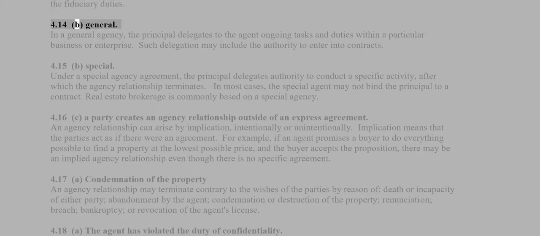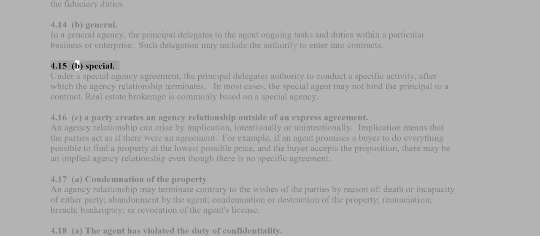4.14 b. General. In a general agency, the principal delegates to the agent ongoing tasks and duties within a particular business or enterprise. Such delegation may include the authority to enter into contracts.